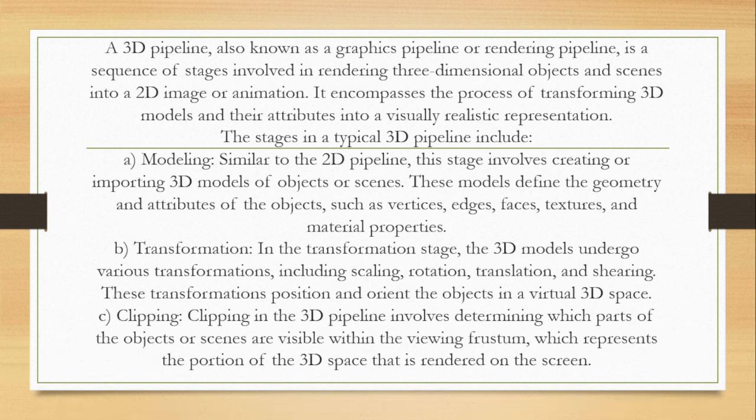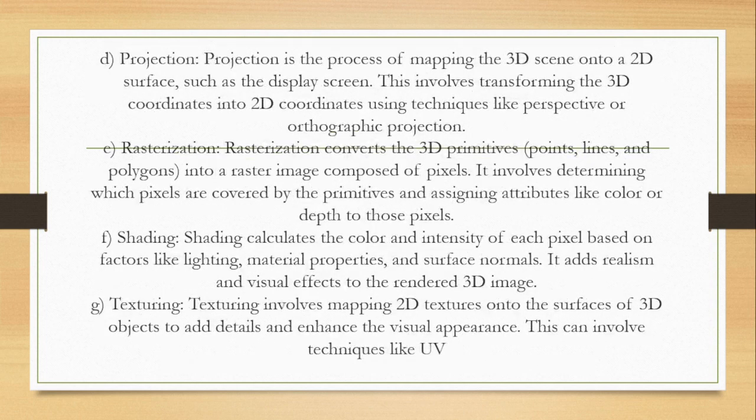Next one is clipping. Clipping in the 3D pipeline involves determining which parts of the object or scene are visible within the viewing volume, which represents the portion of the 3D space that is rendered on the screen. Next, we have projection. Projection is the process of mapping a 3D scene onto a 2D surface, such as a display screen. This involves transforming the 3D coordinates into 2D coordinates using techniques like perspective or orthographic projection.